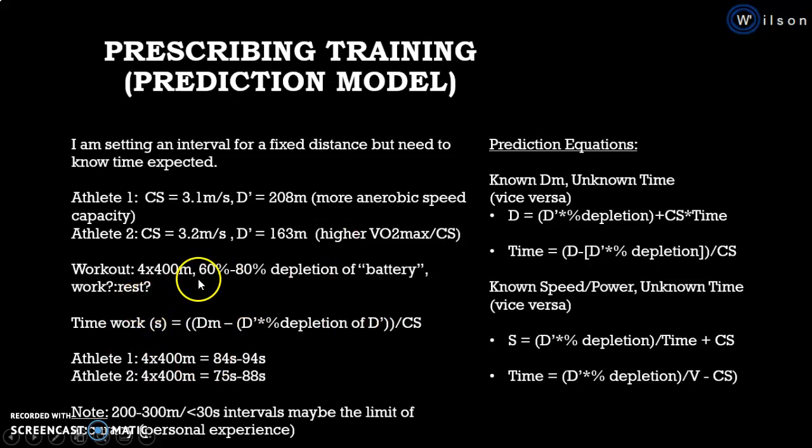At the end of all that, using the range of 60 to 80% depletion, athlete 1 needs to come in about 84 to 94 seconds, and athlete 2 needs to come in 75 to 88 seconds. Please note that these are mathematical calculations, and so sometimes the numbers you get can look a little strange. At least in my personal experience, 200 to 300 meters seems to be the lower limit before the values look really weird, like it tells you you need to be running at 13 meters per second or something like that, something impossible.